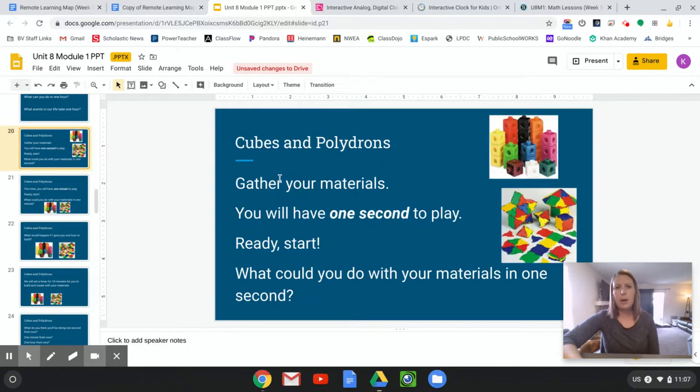All right, now for this part, they're going to be talking about cubes and the polydrons. Now I sent some of these home with you. You could do this with anything. I'm not going to take the time to do all of them, but I'm going to tell you what you could do. So if you want to do it, you can pause the video and try it out, or try it out later. This one says, gather your materials. So you have cubes from me, you have popsicle sticks, you have a couple polydrons, maybe you have some things from home you want to use.